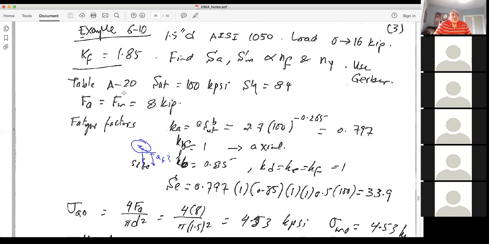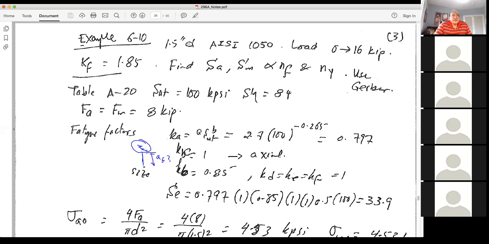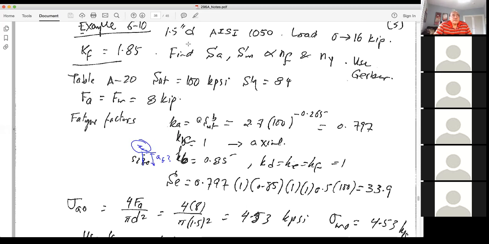First, we go to find the S ultimate, S yield, find the alternating value of the force, because the force is from 0 to 16. So the average value of the force is 8, and the alternating component is 8. So we have FA, FM equals 8. And we know the diameter, and therefore we would know the stresses, right? The alternating and the mean.